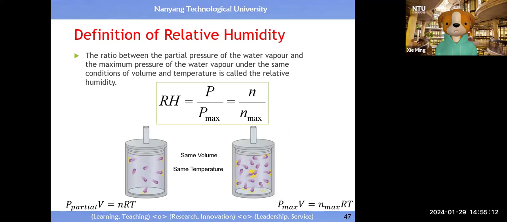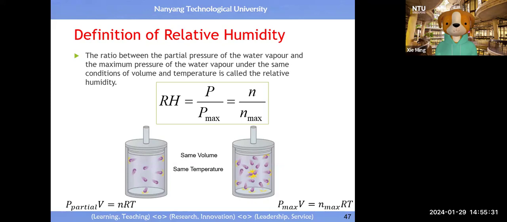And our body can remember. Once you enter such a room, you have a feeling, right? But once you enter another room that is less humid, then our feeling is different, and our mind can remember, okay? So this is why we use this definition, relative humidity. That means it is the ratio.